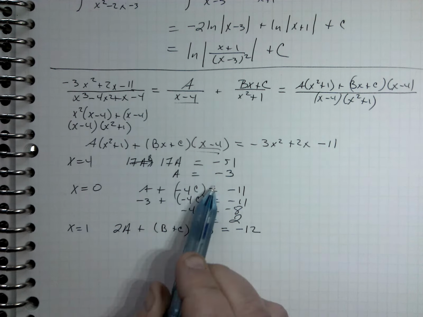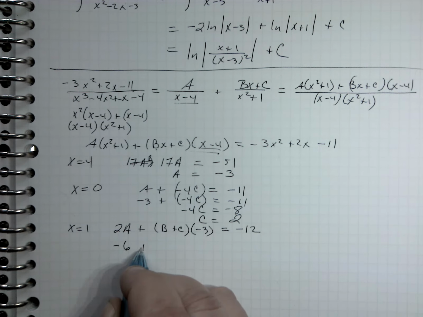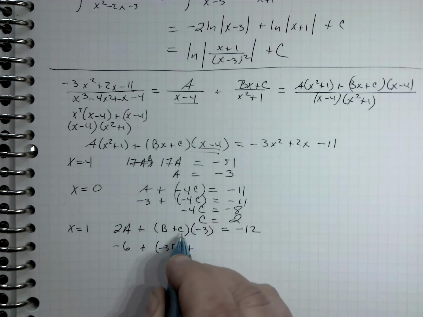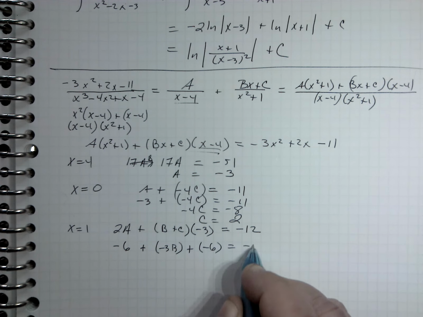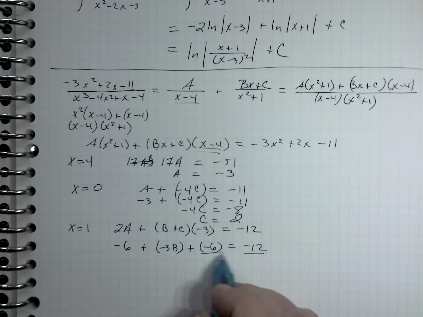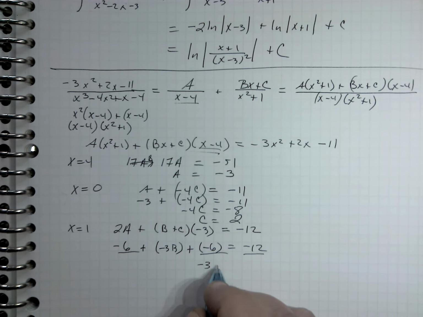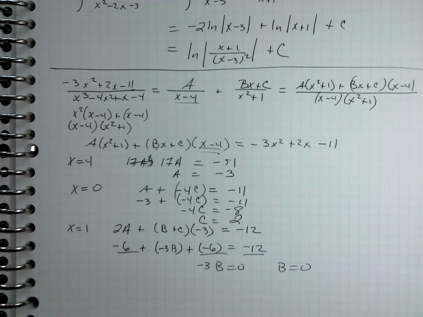So a I know is negative 3. I'm going to plug that in. So that makes this a negative 6 plus negative 3 times b. c I know is 2, so this is another negative 6 equals negative 12. Well, that's negative 12, and these two are negative 12, which means that negative 3b is equal to 0, so b is equal to 0.